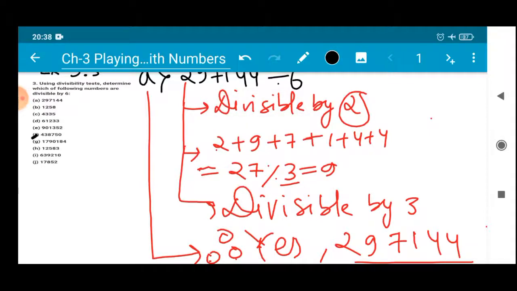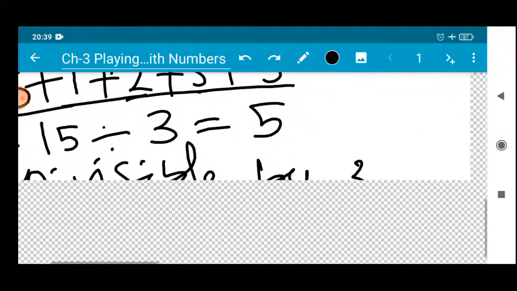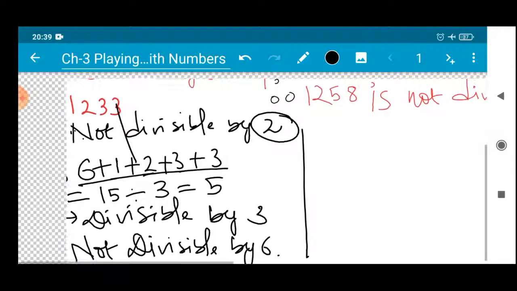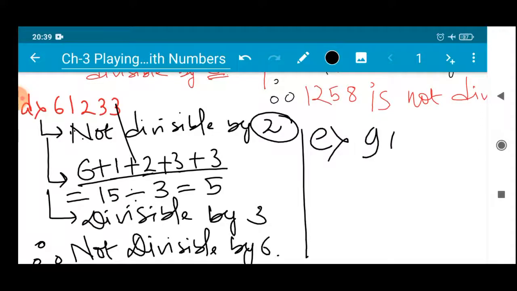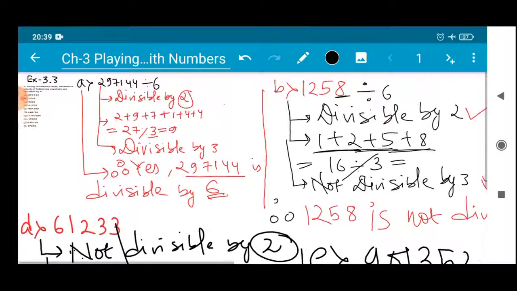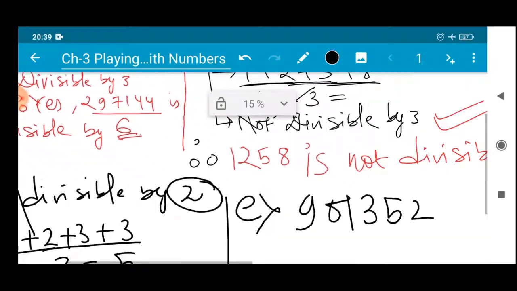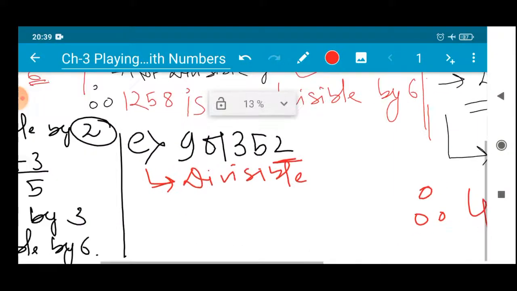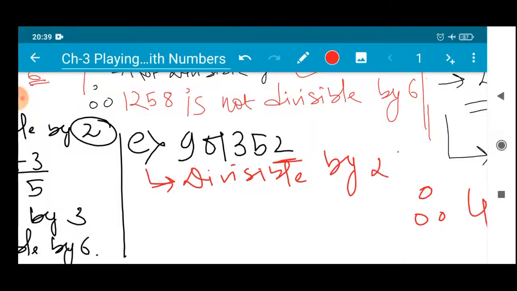So let's do question number E now. Question number E is 901352. So this is the number. Let me check this once again. 901352. Yes, absolutely. So you all know what to do now. We have to check the unit digit in order to get divisibility by 2. Now here we saw that it is divisible by 2. Why? Because the unit position carries an even number, divisible by 2, right?